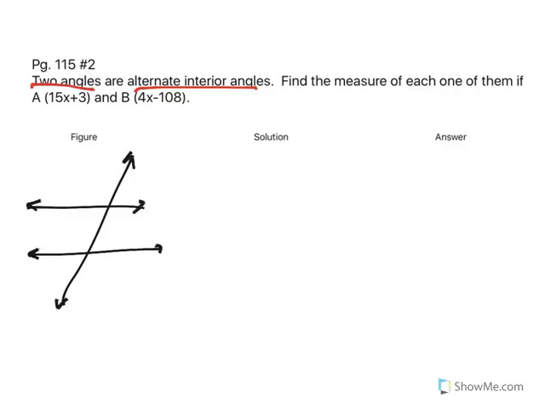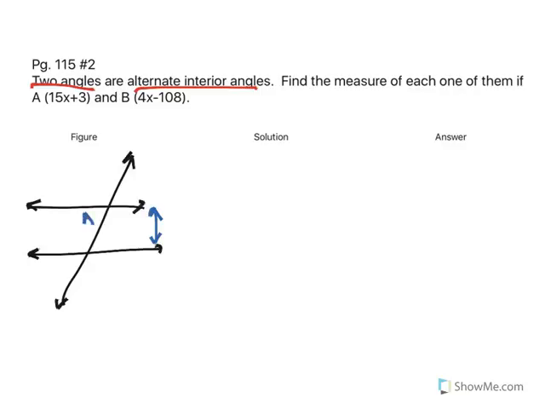Now you can further add information. Two angles are alternate interior angles. So what do we know about alternate interior angles? Alternate means they're on two different sides of the transversal line, and interior means they're in the interior, so they're in between the parallel lines.